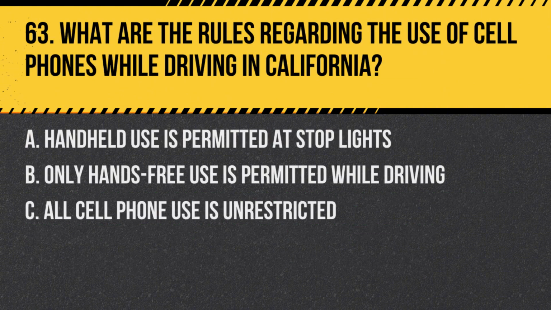Question 63. What are the rules regarding the use of cell phones while driving in California? A. Handheld use is permitted at stoplights. B. Only hands-free use is permitted while driving. C. All cell phone use is unrestricted.